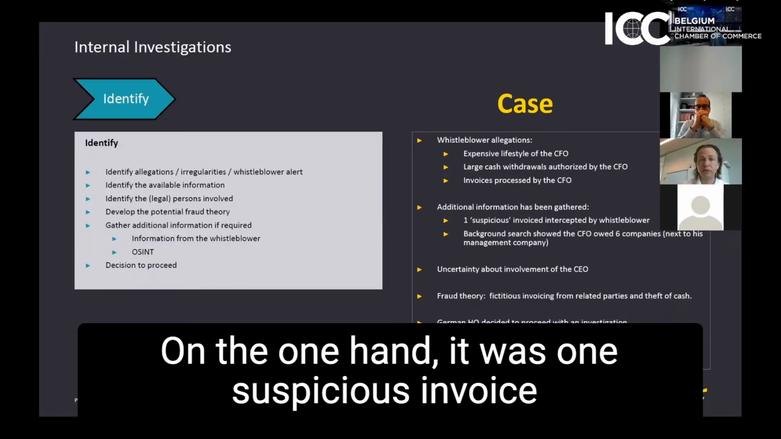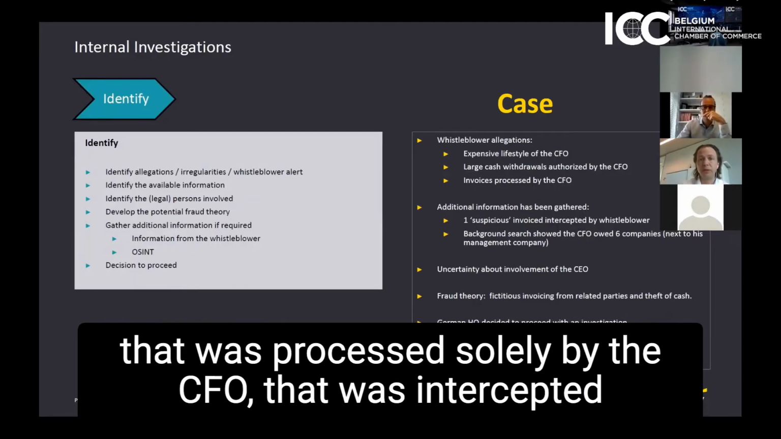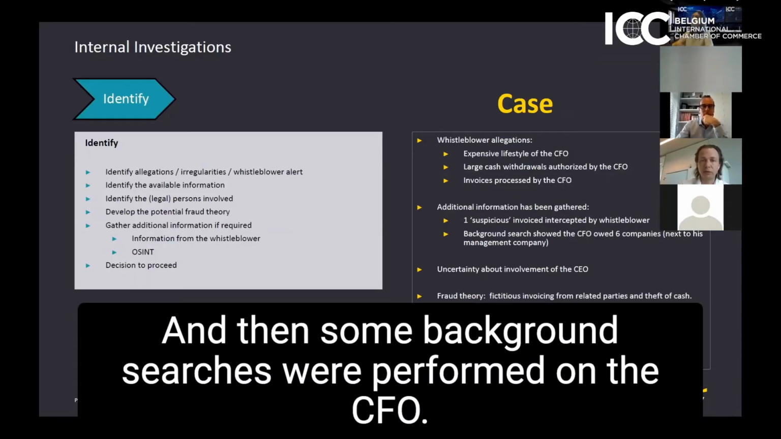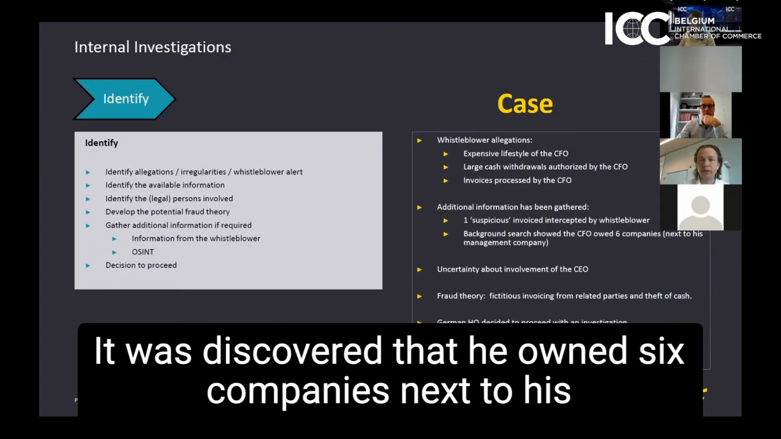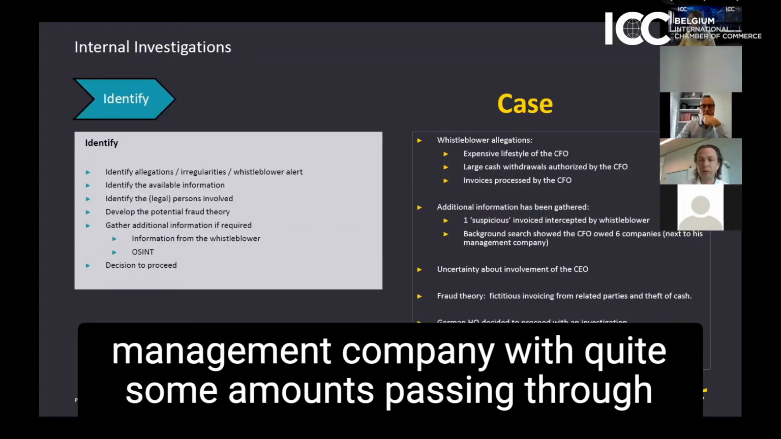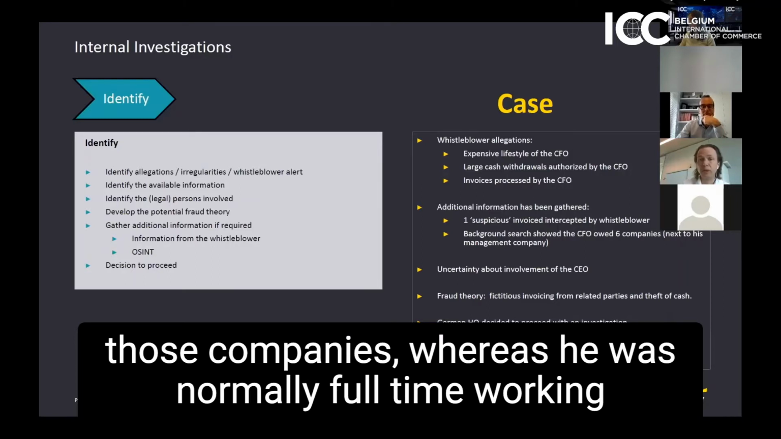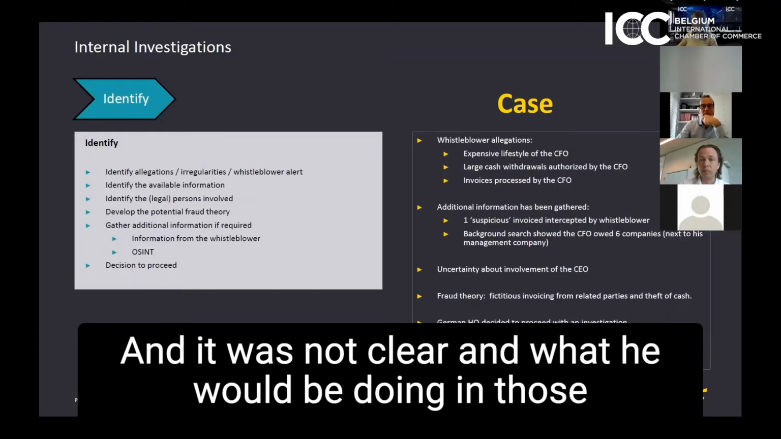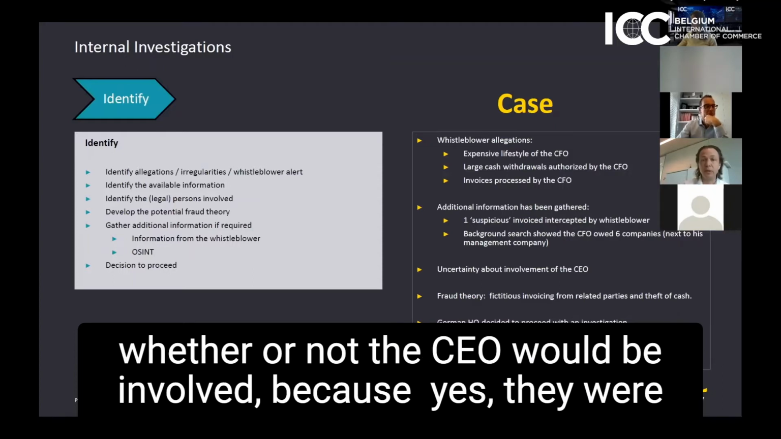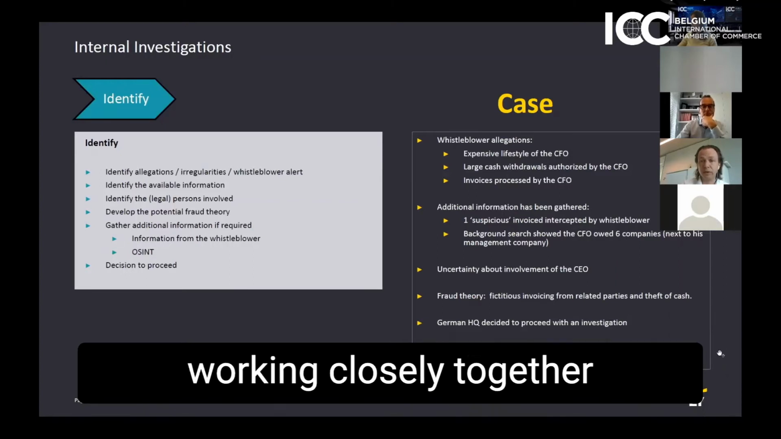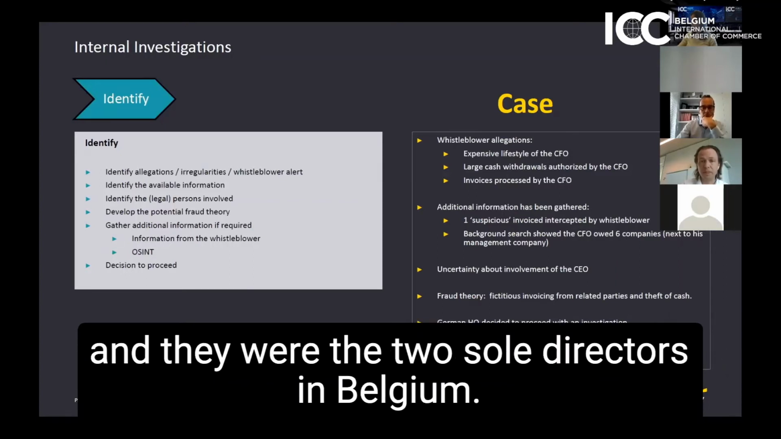So on the one hand, it was one suspicious invoice, so an invoice that was processed solely by the CFO that was intercepted by the whistleblower. And then some background searches were performed on the CFO, where it was discovered that he owned 6 companies next to his management company, with quite some amounts passing through those companies. Whereas he was normally full-time working for the company, and it was not clear what he would be doing in those 6 other companies. At that level, we didn't have any certainty whether or not the CEO would be involved, because they were working closely together and they were the 2 sole directors in Belgium.